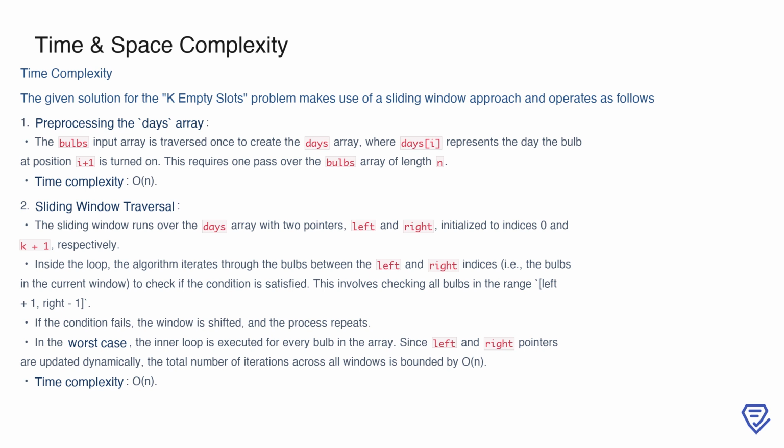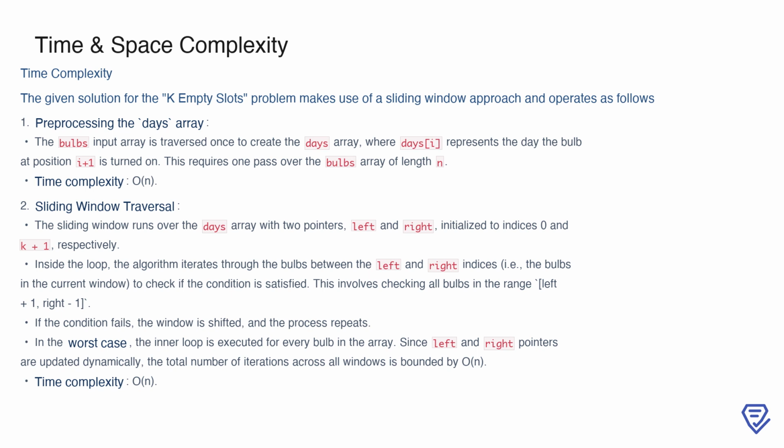The time complexity of the solution begins with the pre-processing step where we construct the days array. Here, for each bulb in the bulbs input array, we determine the day it gets turned on and store that in the days array. This traversal is linear, as it iterates through all n bulbs once, resulting in a time complexity of O(n). Next, the sliding window traversal begins.